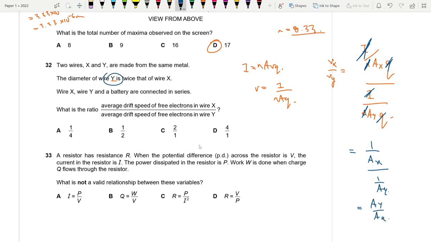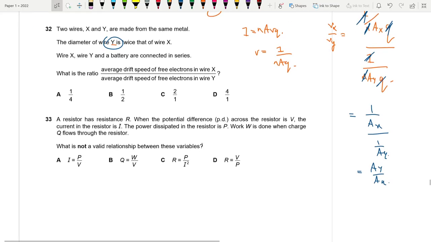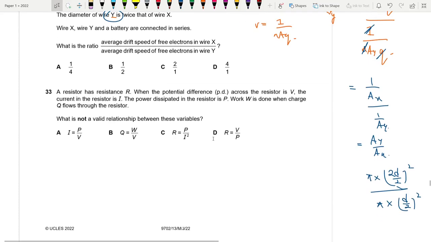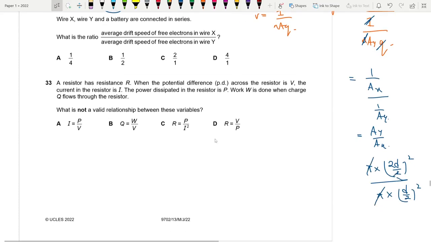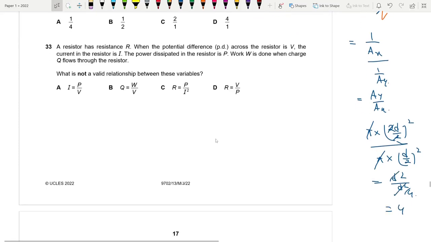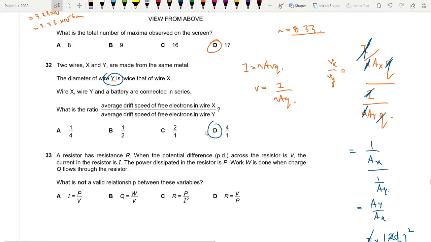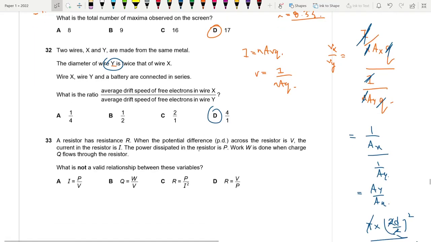Okay, so Y has a diameter that is twice. So it's going to be pi into 2d by 2 whole square divided by pi into d by 2 whole square. We can get rid of pi and the 2 over here. So we end up with d square divided by d square by 4. So if you reciprocal, it's 4 and get rid of the d's. So the answer should be 4 by 1. Logically, 32 is D.